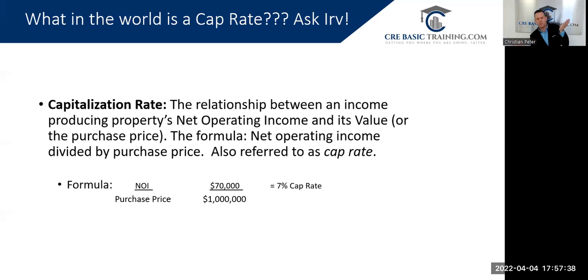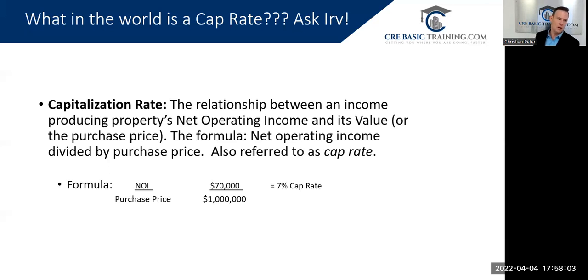Think of a scale going up and down, very simple. You add something on one side and the other side goes down. You add something on the other side, so they're interrelated, right? It's a relationship between an income producing property's net operating income and its value. Very, very simple, right? Building brings in $100,000. It has a 10 cap. Therefore, the building is worth $1 million. Very simple, easy peasy, right?